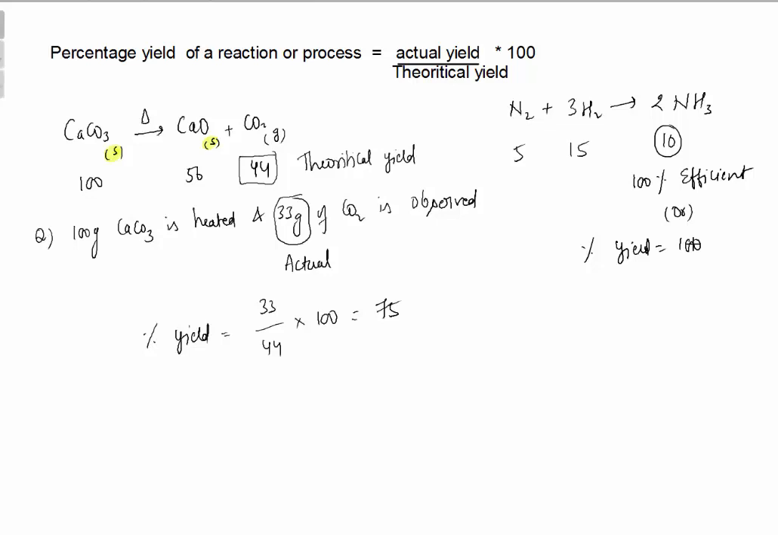This is a very important concept because in any industry, if you increase the percentage yield by, let's say, a small decimal, it will make a difference of crores to the company. That's why people emphasize the percentage yield of a reaction or process. Hope you understood how to calculate percentage yield of a reaction or process.